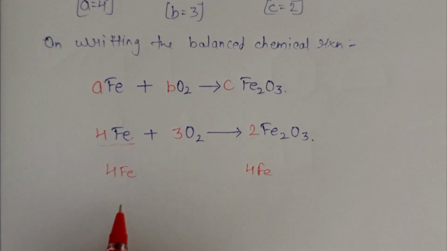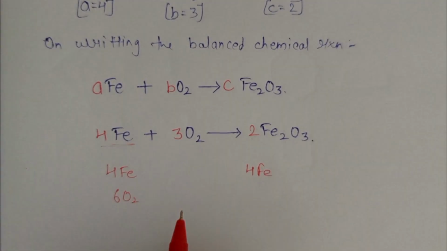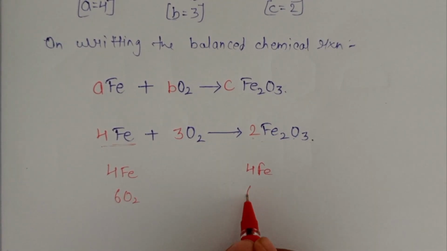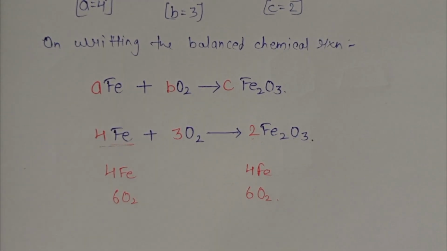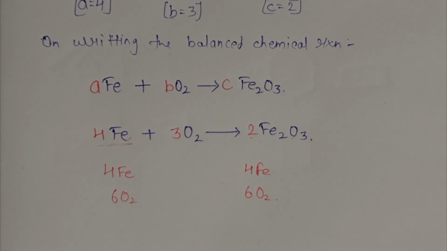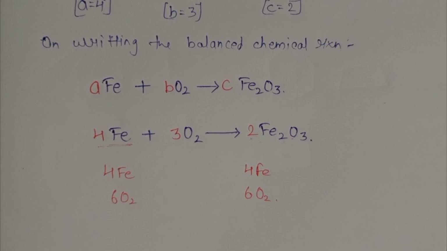Let's come to the oxygen atoms. There are 6 oxygen atoms on the left hand side and 3 multiplied by 2 here. Here also 6 oxygen atoms on the right hand side. Now this is the complete balanced reaction. Let's move further to the complex chemical reactions.